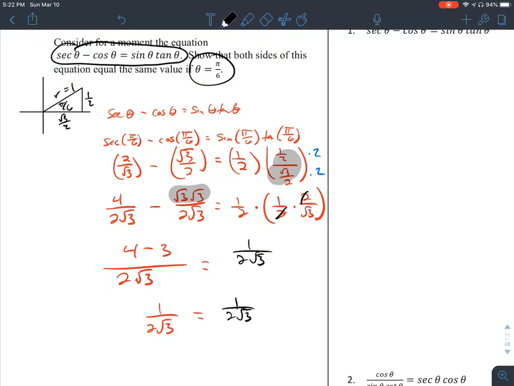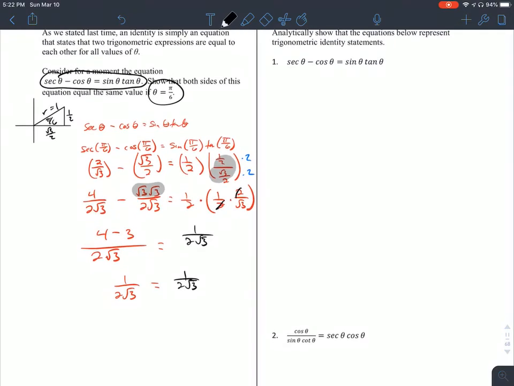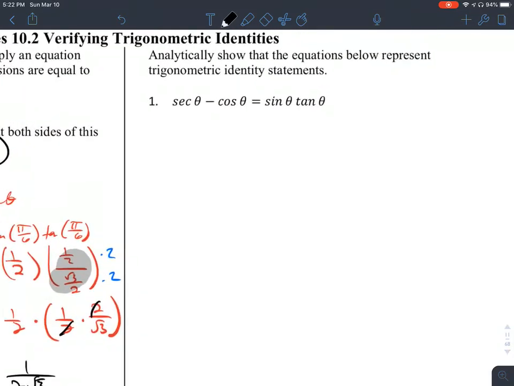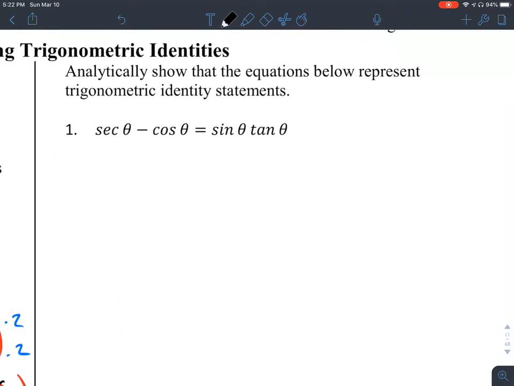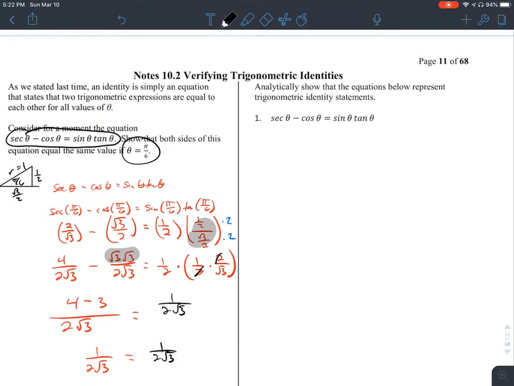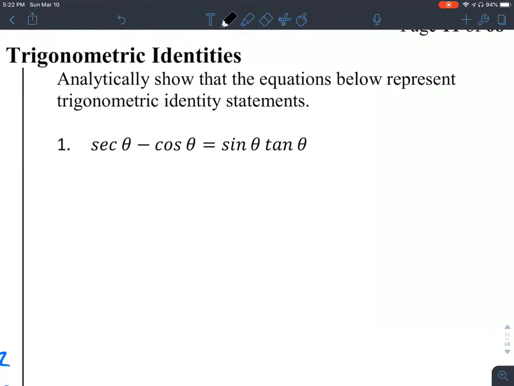But that doesn't show us that this is true for all values of theta. It just tells us it's true for this specific angle. Sometimes you'll be asked to do things like that. But in general, we're going to do this for all angles. So here is this same problem, but now we're saying theta could be any angle. It's not just pi over 6.